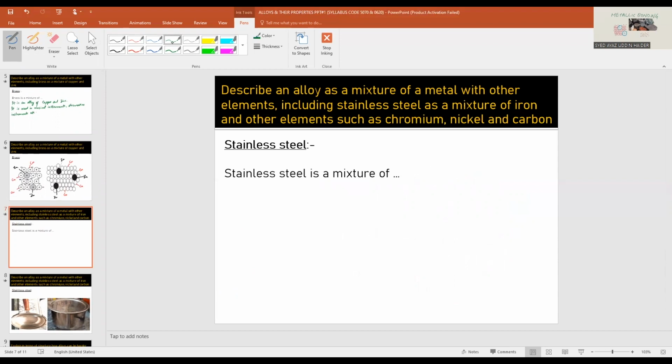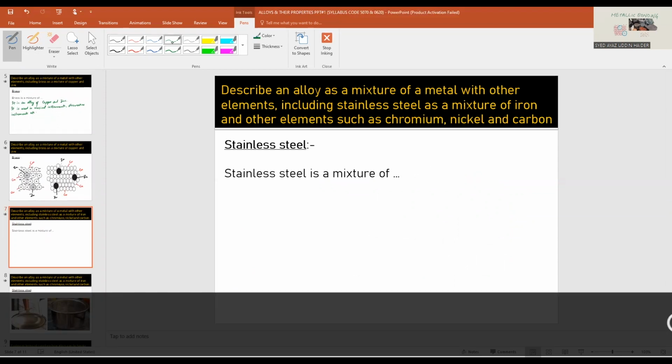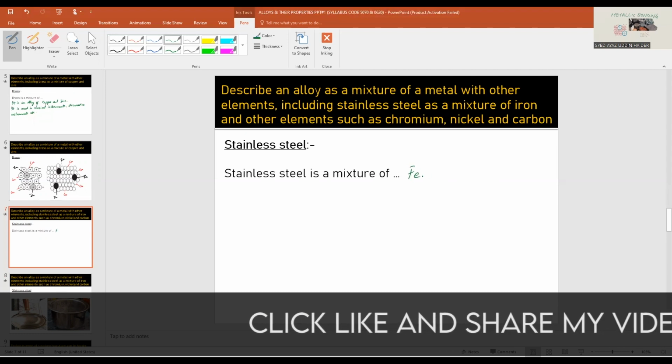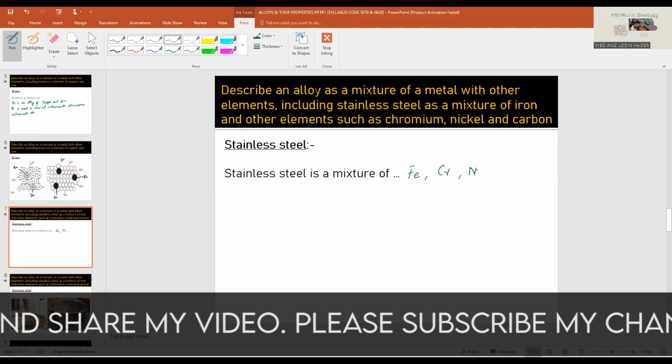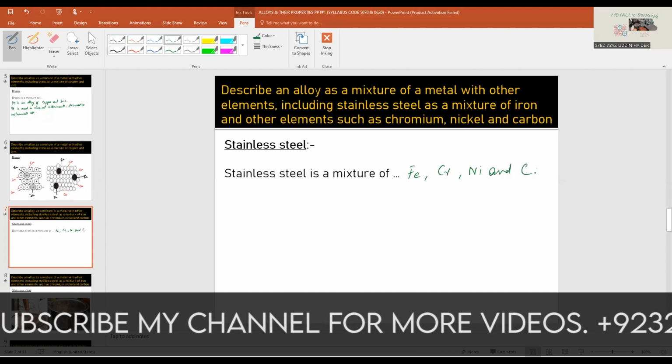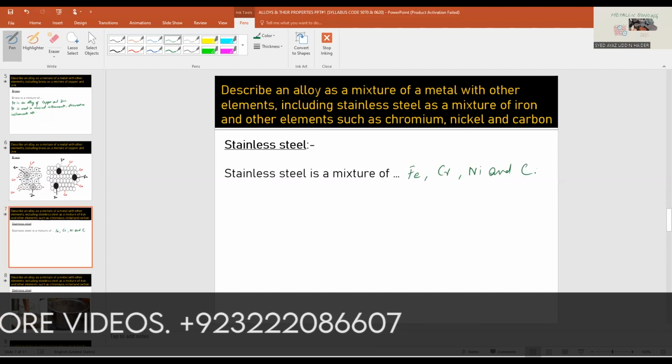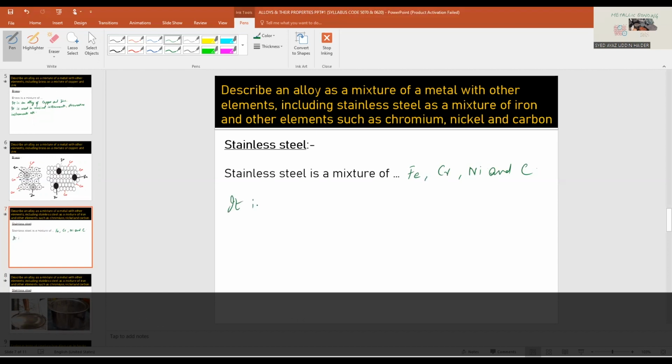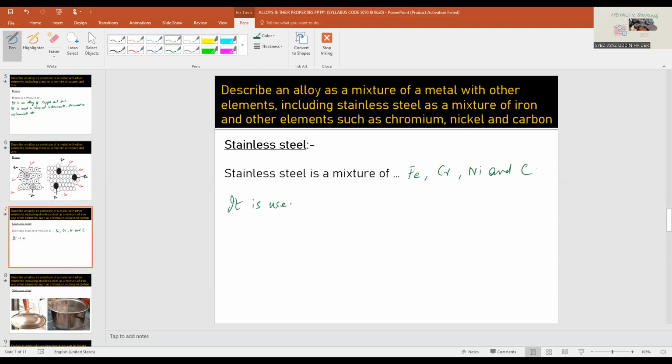Let's talk about stainless steel. Stainless steel is a mixture of iron, chromium, nickel, and carbon. It is used in cutlery and surgical instruments.